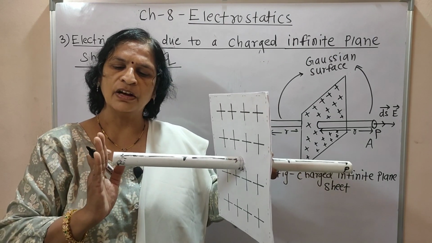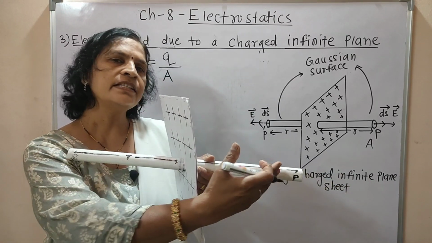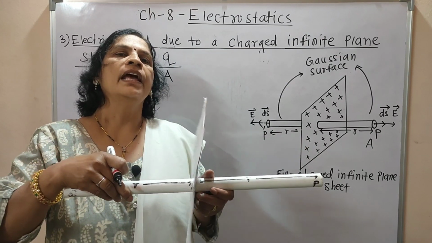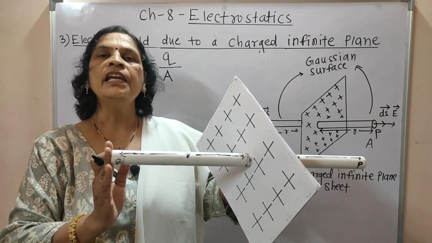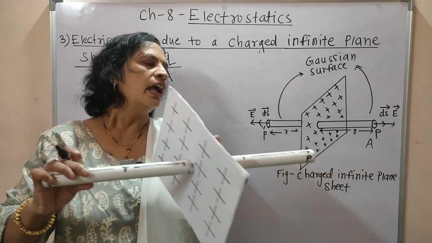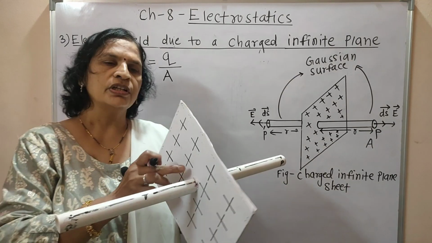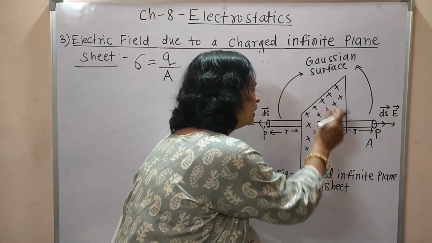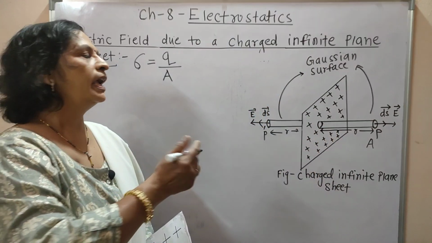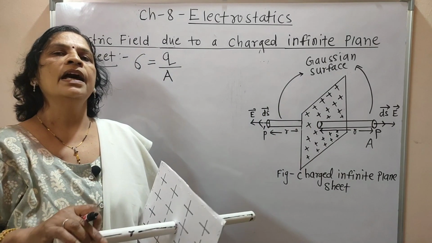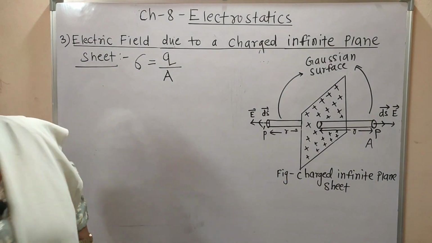We have to find the electric intensity at a distance r from this side and at a distance r from the other side. Then the surface area of this side is A. A is the cross sectional area, and also on the other side A is the cross sectional area, and the charge enclosed in this section is in area A. Now we have to find the electric intensity. For that purpose, we have to use Gauss law.